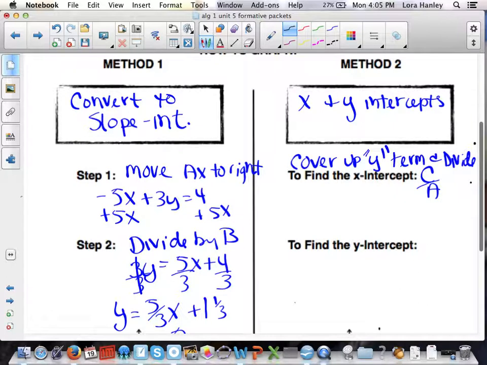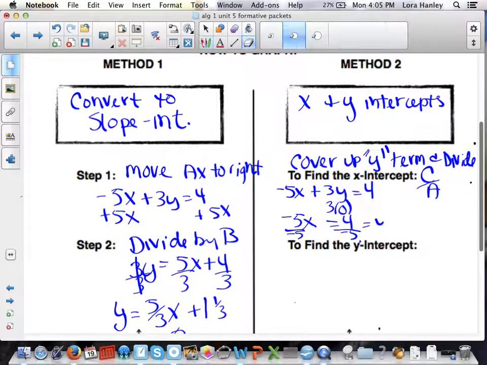So let's say we have the same equation, negative 5x plus 3y is equal to 4. We can replace y with 0, which would make it 3 times 0, which is always going to cancel out. So instead, we would get an equation, negative 5x plus nothing is equal to 4. So we can cover up that y portion, and then if you divide by your a term, you get 4 over negative 5, which is our c over a. So that's our x-intercept.